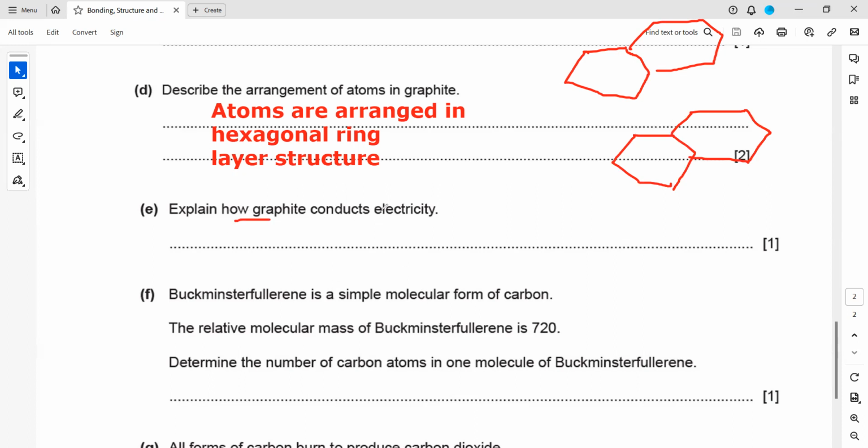Explain how graphite conducts electricity. Why does graphite conduct electricity? Because it has free electrons, or delocalized electrons, that are responsible for the conduction of electricity. Carbon has 4 valence electrons in the last shell, but only 3 of them are used in bonding. So the remaining 1 electron is responsible for conduction. For the mark, you can say a mobile electron, a free electron within the structure, that is responsible for conduction.